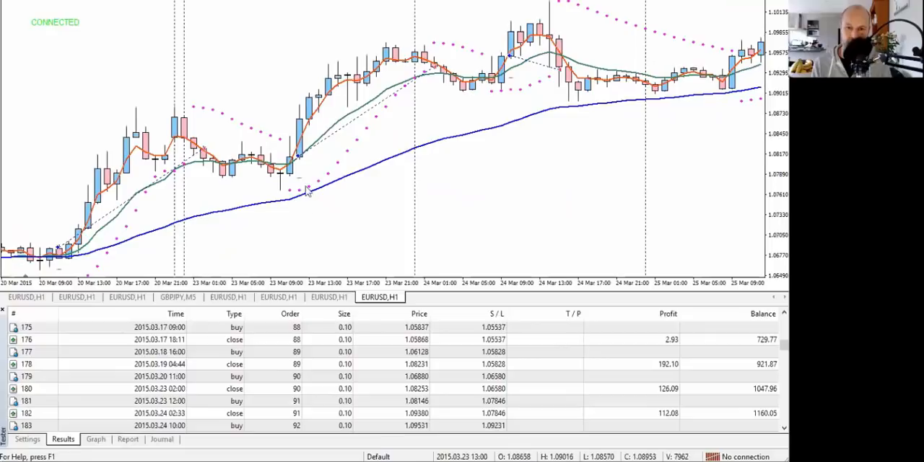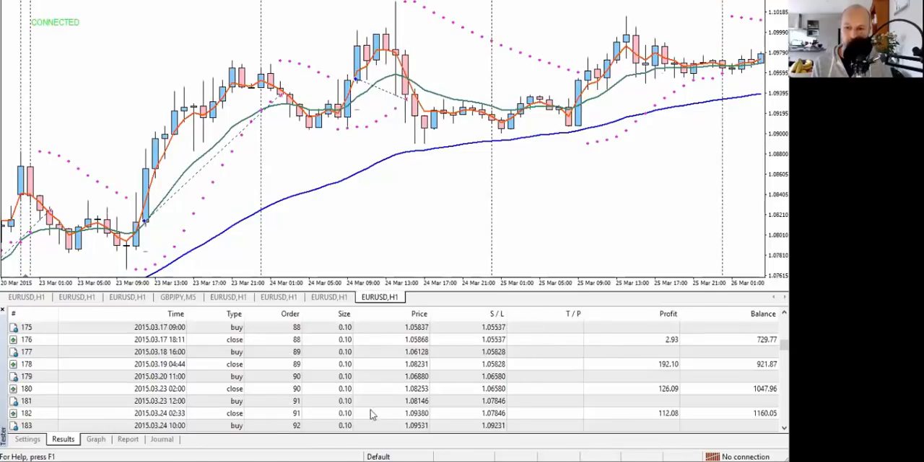That was a mammoth trade here over the weekend as well. So there would have been some swap that you would have paid probably. And look at this. Another good one. Crossover, above, bang, exit here. So that's when it went really well. What about when it didn't go so well?